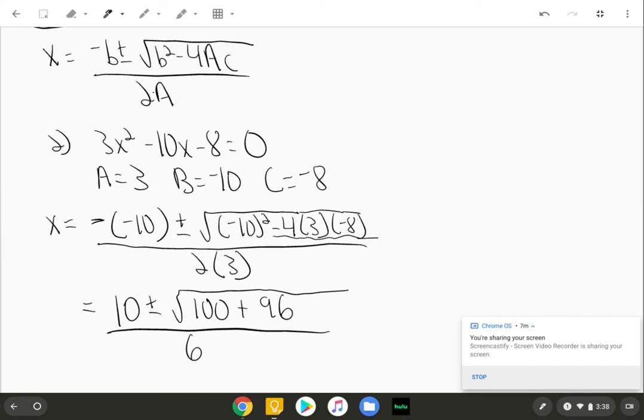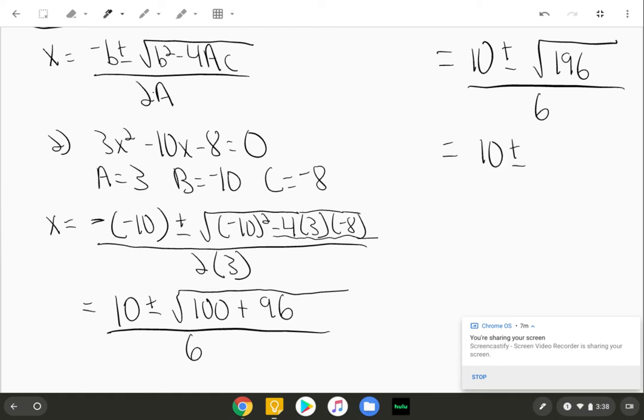All right, so let's continue up here. So we have 10 plus and minus the square root. 100 plus 96 is going to be 196 divided by 6. Okay, and you could use a calculator for this, but the square root of 196 is actually 14. So this becomes 10 plus and minus 14 divided by 6. And I'm just going to go right ahead and calculate those answers.